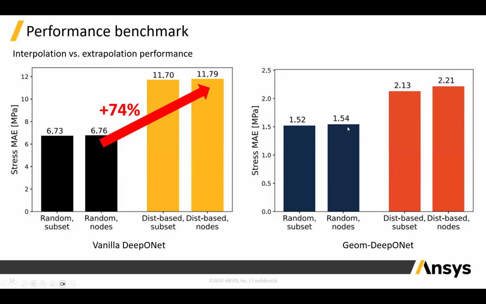When we look at our model, the baseline case on randomly distributed data gets you about 1.54. That jumped about 43% to about 2.21. So still, 43% is a lot, but when you compare the absolute increase, this only increased by about 0.6 to 0.7 megapascal, whereas the other increased by about 5 megapascal. So the absolute increase is huge. In this case, our model shows a significantly stronger capability to generalize to geometrically dissimilar geometry that is not seen in the training data set compared to the regular deep operator network.